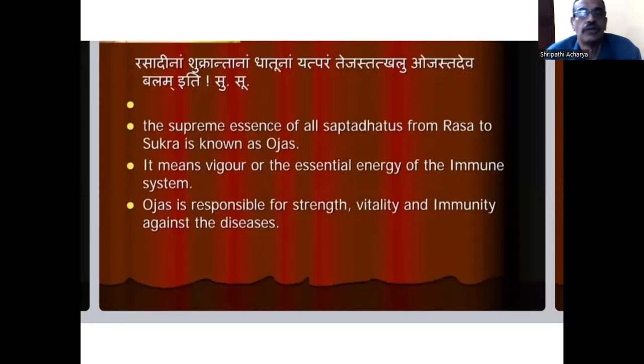Asadinam Shukrantanam Dhatunam Yatparam Tejaha Tatkalu Ojas Tadeva Balam Iti, according to Shri. It is the supreme essence of all Saptadhatu from Rasa to Shukra, known as Ojas. It means vigor or essential energy of the immune system. Ojas is responsible for strength, vitality, and immunity against diseases.